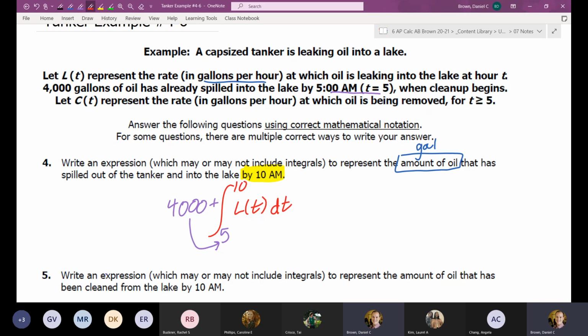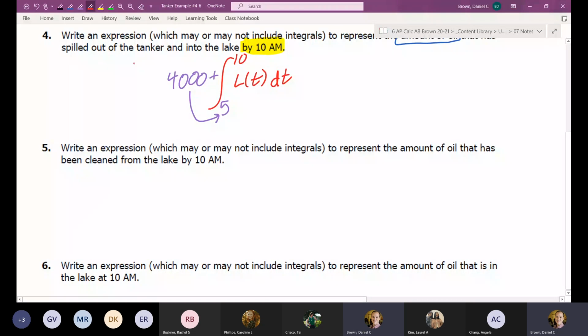And again, if this was a problem on your homework or on an AP exam, you would know L of t, punch your calculator, hit enter, and then you would have the answer. Go ahead and try 5 and 6 on your own before I give it to you. They're very similar to number 4, so you can use 4 to model your answer. But I want you to write an expression in number 5, the amount of oil that has been cleaned from the lake by 10 a.m. And then looking at 6, write an expression to represent the amount of oil in the lake at 10 a.m. So the total amount just sitting in the lake at 10 a.m.